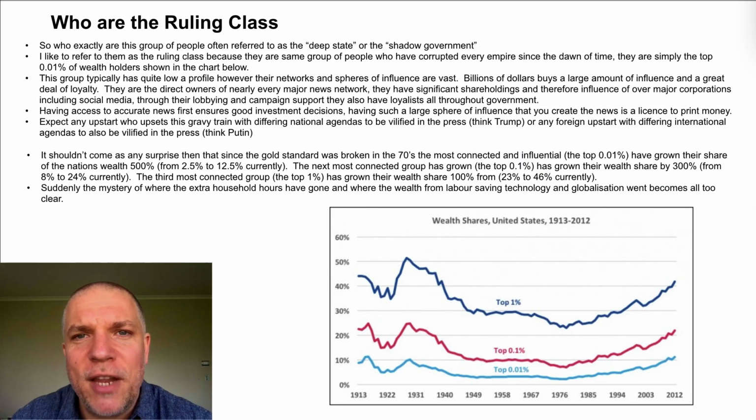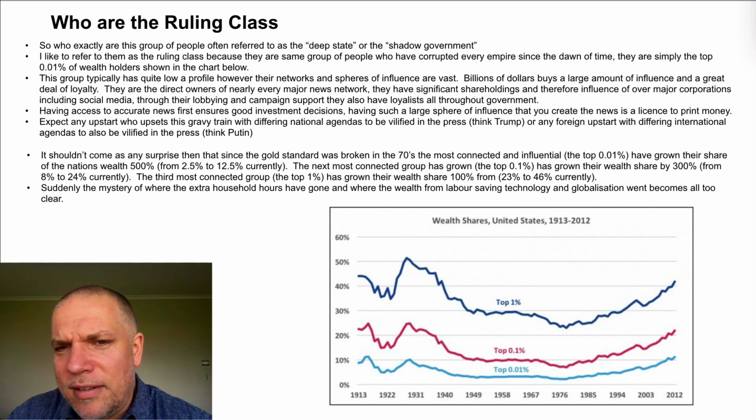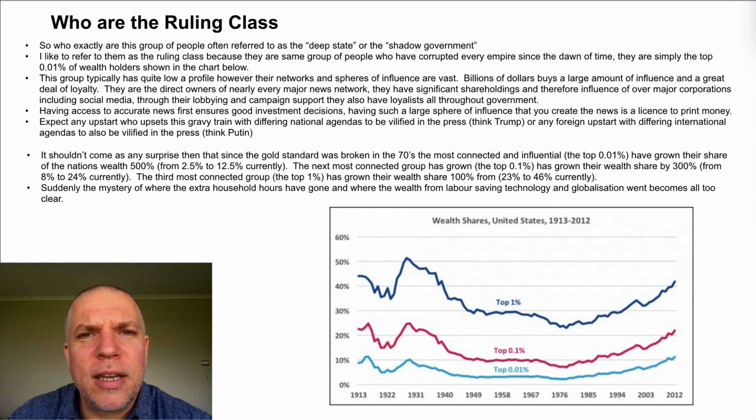So who have been the beneficiaries of this wealth in that case? These are the people I refer to as the ruling class, but they get other names. Some people refer to them as the deep state, or the shadow government. They get those terms in the US in particular. But I like to refer to them as ruling class because they're the same people that have always corrupted every empire. They're the same people whose ambitions and greed have caused this problem and this wealth inequality since the dawn of time. Quite simply, they're the very, very wealthy.